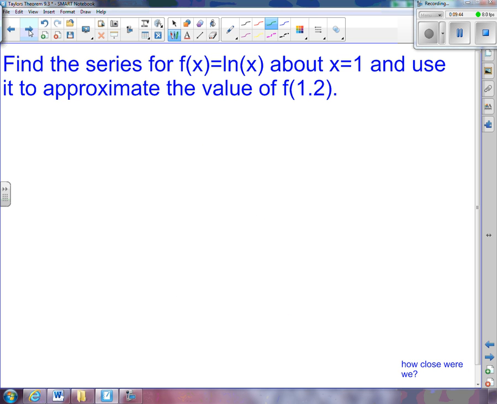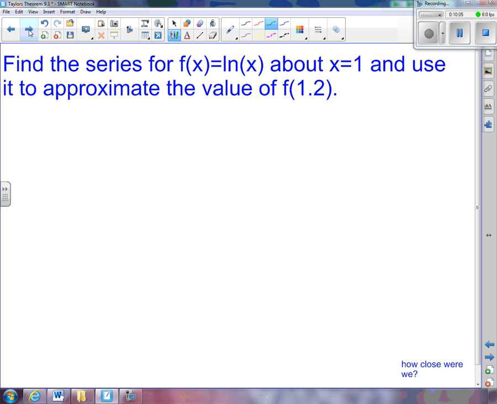All right, let's try another one. All right, so let's find the series for ln of x about x equals 1, and use it to approximate the value of f of 1.0. So is ln in your chart? I believe it is, but ln of x plus 1 is in your chart. ln of x is not in your chart. So you have to make it minus one. You can't do that right now.